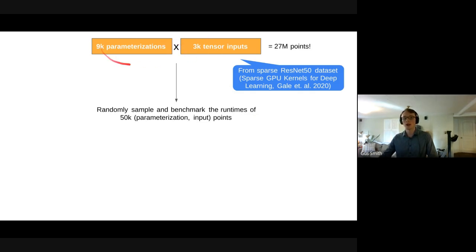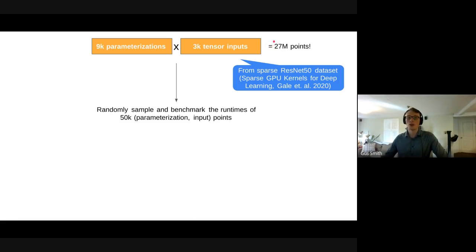We have about 9,000 different parameterizations of a single kernel. So this is a sparse dense matrix multiplication. That's the kernel we're focusing on. And so the cross product of this is fairly large. This is the space of all parameterizations run on all tensors.